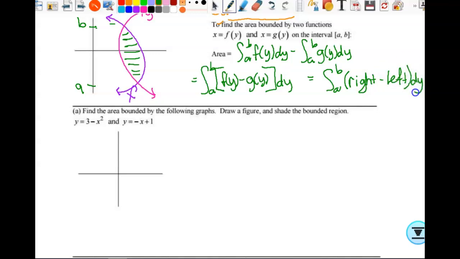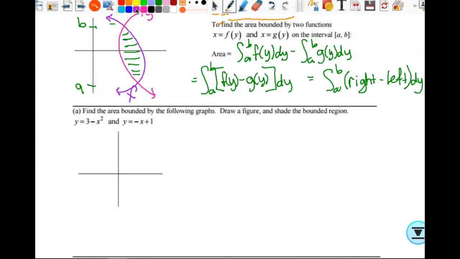Dy. Okay, so it's top minus bottom or right minus left. Okay. Everybody good so far? All right, so let's actually draw some and do this. So we're going to find the area bounded by the following graphs. Okay, so not between the graph and the x-axis, but between the two graphs themselves. We're supposed to draw the figure and shade the bounded region.